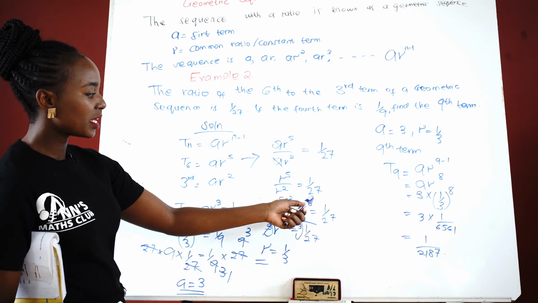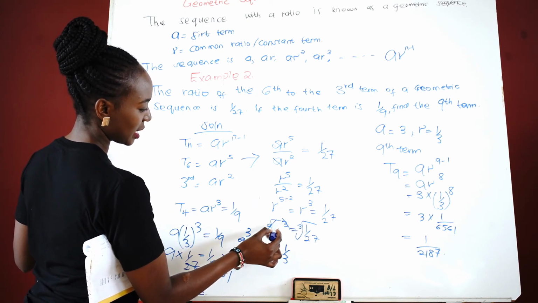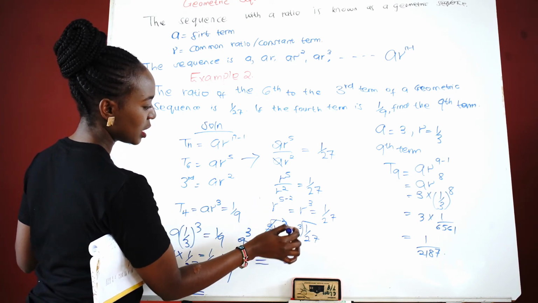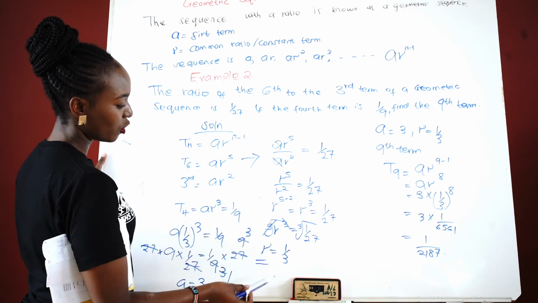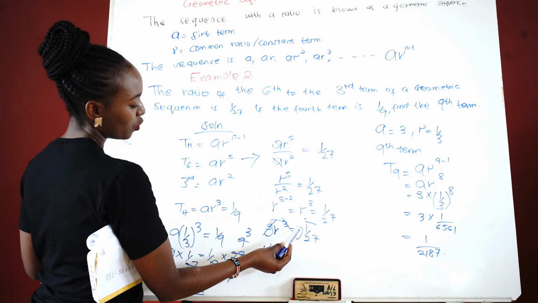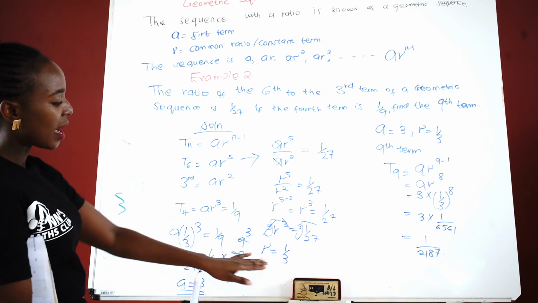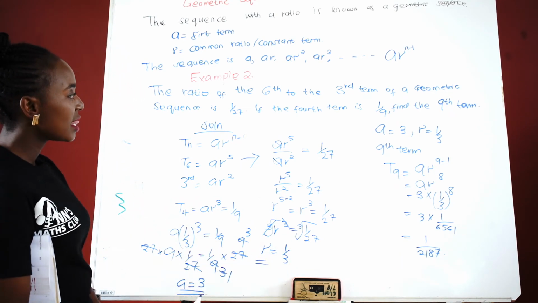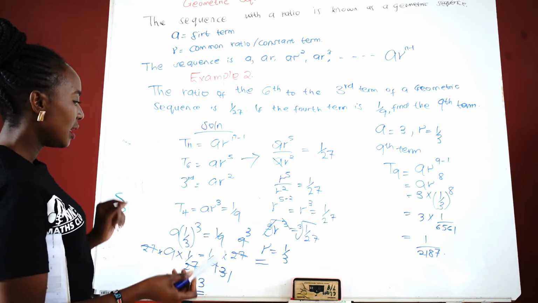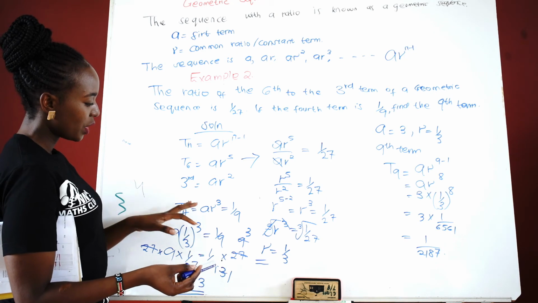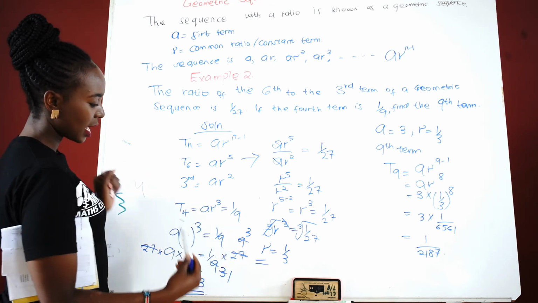So R raised to 3 is equal to 1 over 27. If you want to remove the power 3, you will use the cube root on both sides. So you put the cube root on both sides. This cancels with the power and you're left with R, and then the cube root of 1 over 27 is a third. So already you have your R. Then you've been told the 4th term is 1 over 9. Come again here. So AR^(4 minus 1), which is 3, is equal to 1 over 9.